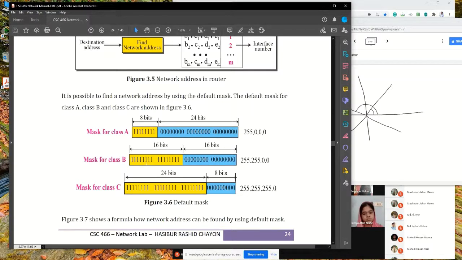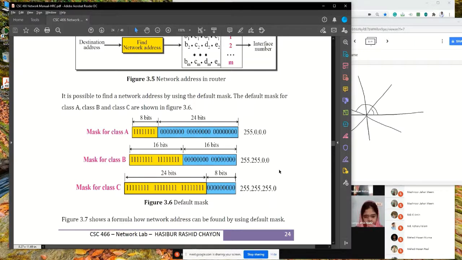If you think about class B, we know that the first 16 bits are the network portion, and the rule is that all the network portion of the IP address should be 1, and the rest will be 0. So if you put all 1s in 16 bits, in the same way we have 255.255.0.0. That is called the default mask. The subnet mask is different. Whenever we are doing subnetting, then it will be a subnet mask. Now it is just a default mask.